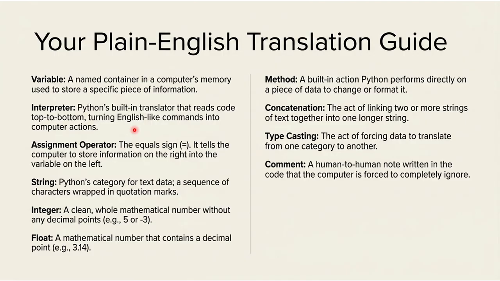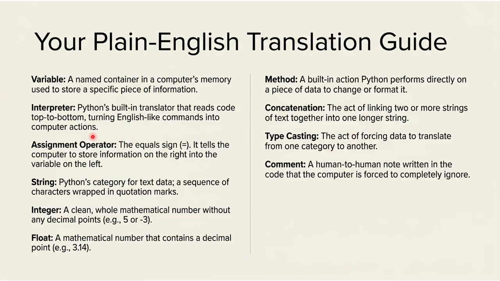Now let's proceed to interpreter. What is an interpreter? As you know, we write programs in the English language, but the computer understands binary language, ones and zeros. So what the interpreter does is translate your code from top to bottom, from English into that machine language, ones and zeros. That's what is written over here: Python's built-in translator that reads code top to bottom, turning English-like commands into computer actions.